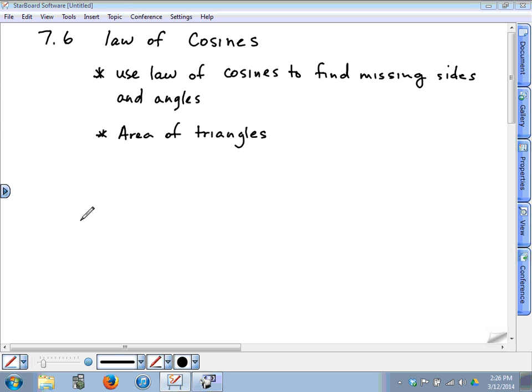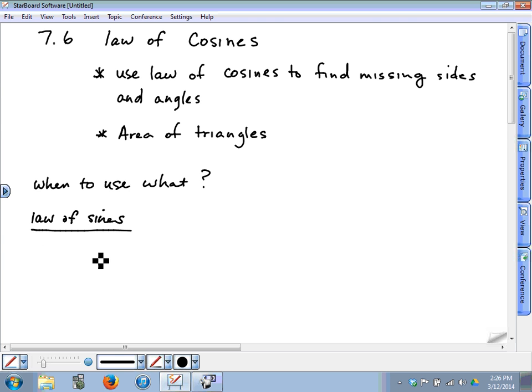So, just a real quick review of when to use what. Because there are different instances where you're going to use a law of sines or a law of cosines. It depends on what information you've been given regarding the triangle. So law of sines, you're going to use that when you're given angle, side, angle, or when you're given angle, angle, side.